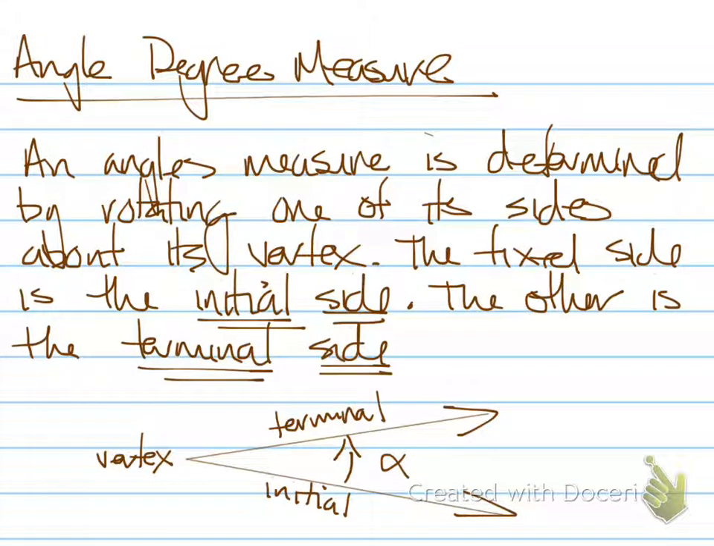In this lesson, we're going to be looking at angle degree measures. An angle's measure is determined by rotating one of its sides about its vertex. The fixed side is referred to as the initial side, and the side being rotated is the terminal side.